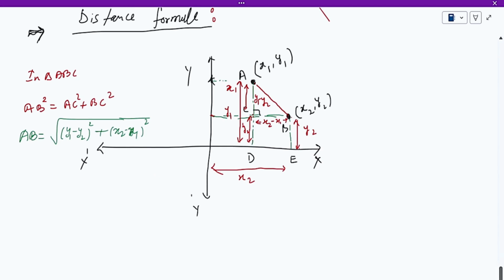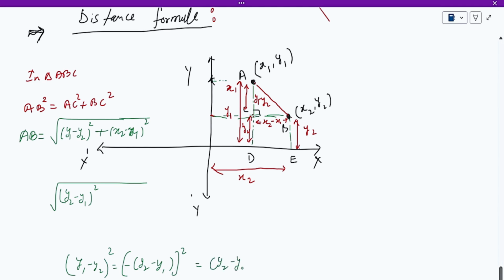This particular thing only we are calling distance formula. Here Y1 minus Y2, instead of that you can write it as Y2 minus Y1 also, because if we take the negative common and square it, it will give us the positive, right? So here Y1 minus Y2, if we take minus common, we get Y2 minus Y1 whole square. So this one is nothing but X2 minus X1 square plus Y2 minus Y1 square.